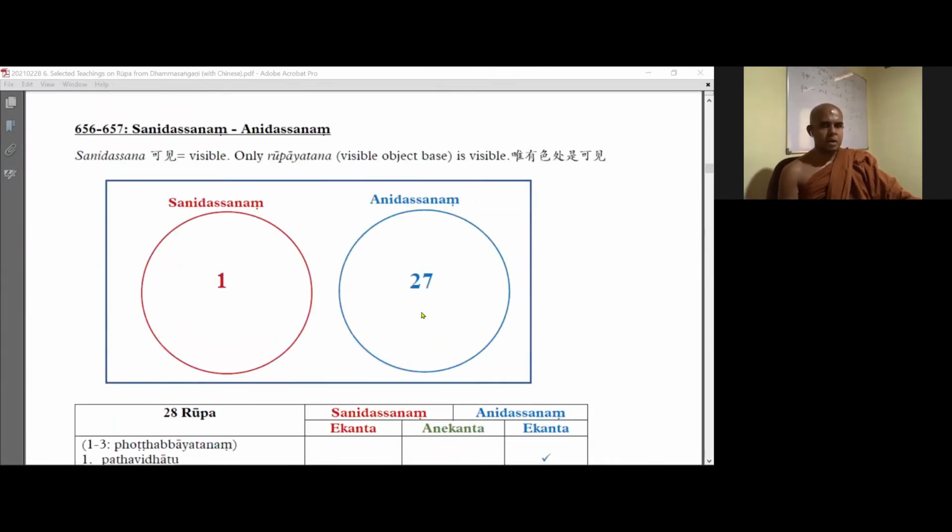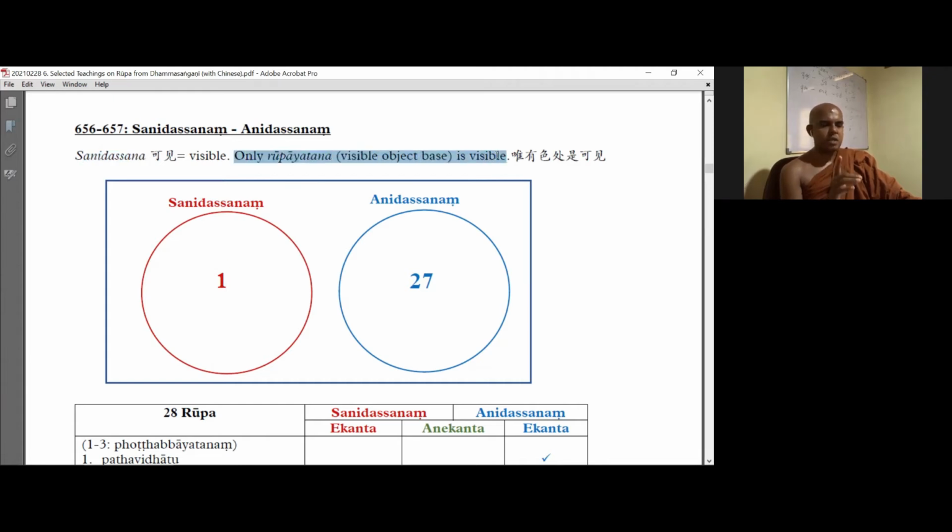There are 28 types of rupa. We can make two groups: sanidasana rupa and anidasana rupa. Sanidasana means visible form, and anidasana rupa is invisible form, or visible materiality and invisible materiality. According to the meaning, sanidasana is only Rupayatana, the visible object base.